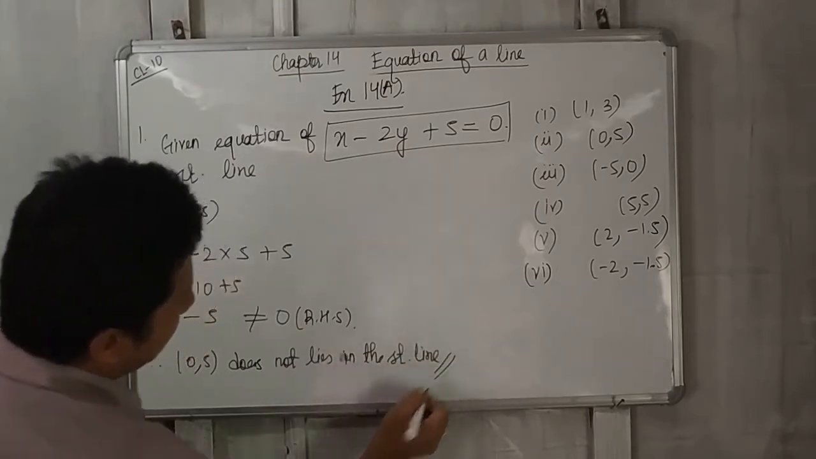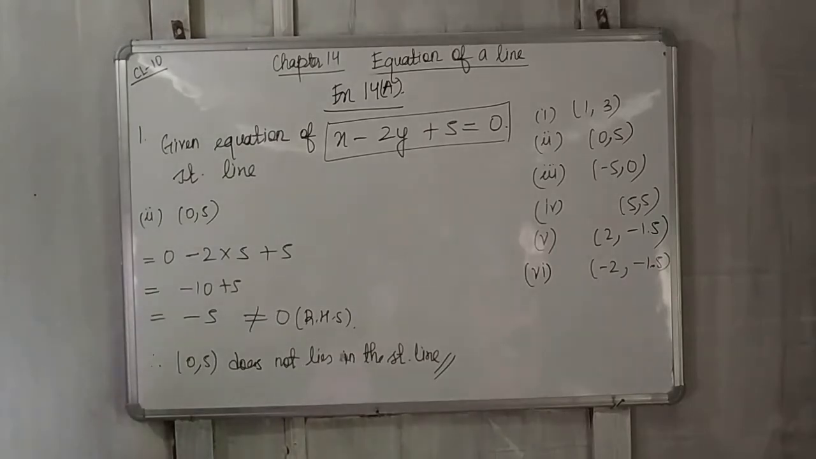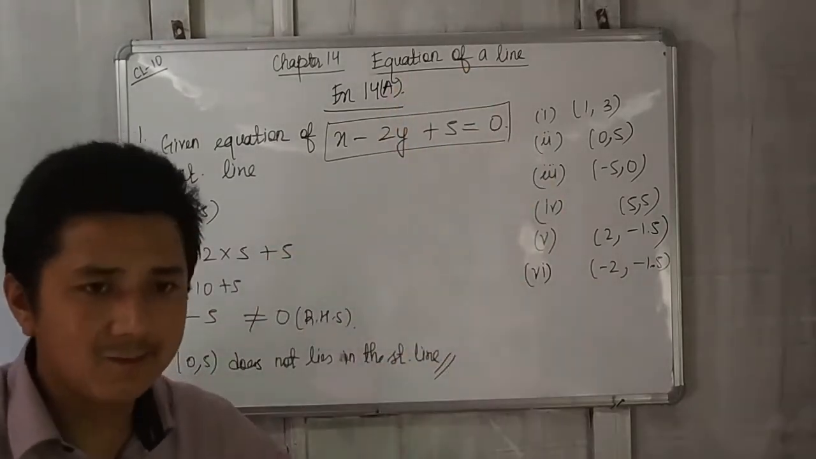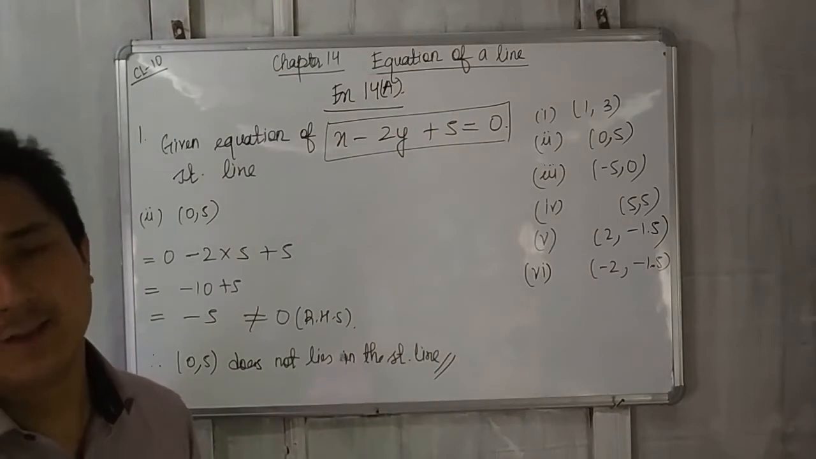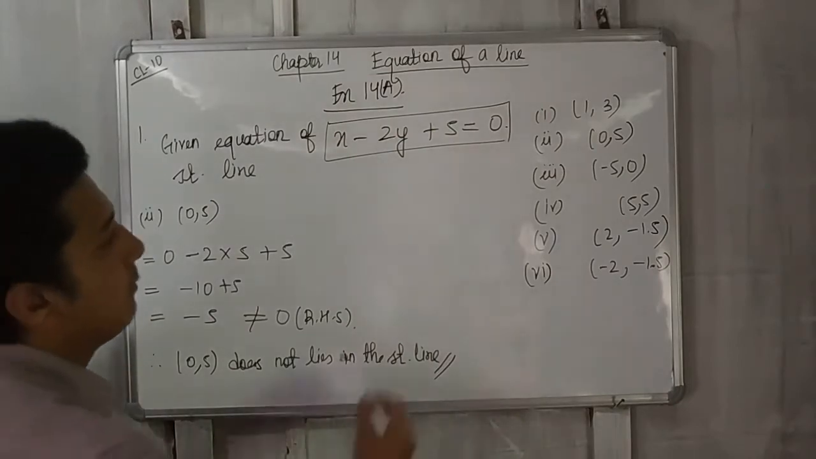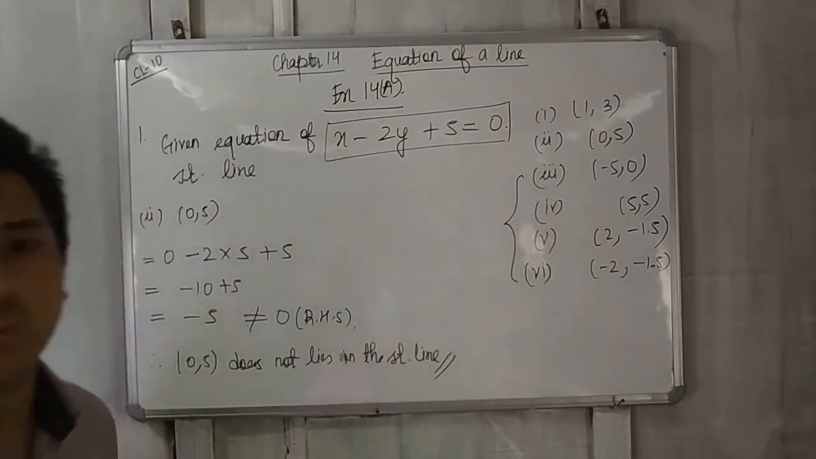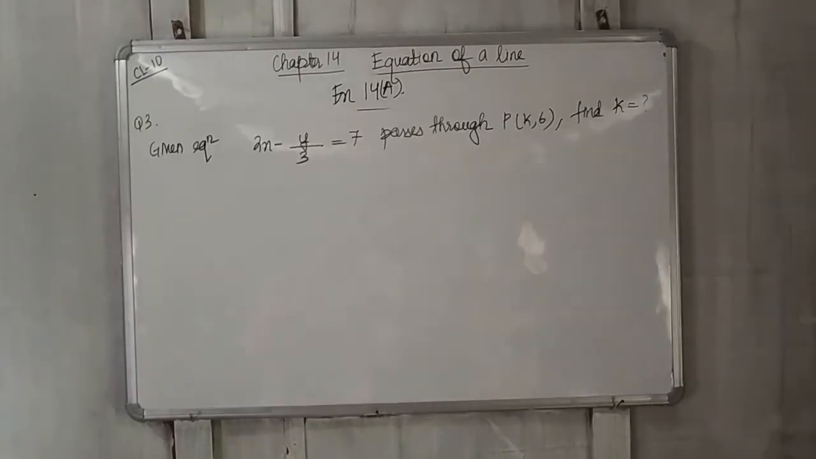So you can make a note of which of the following points lie on the straight line and which do not. It is very easy for you, so please complete this as your homework. Pause the video and note it down.